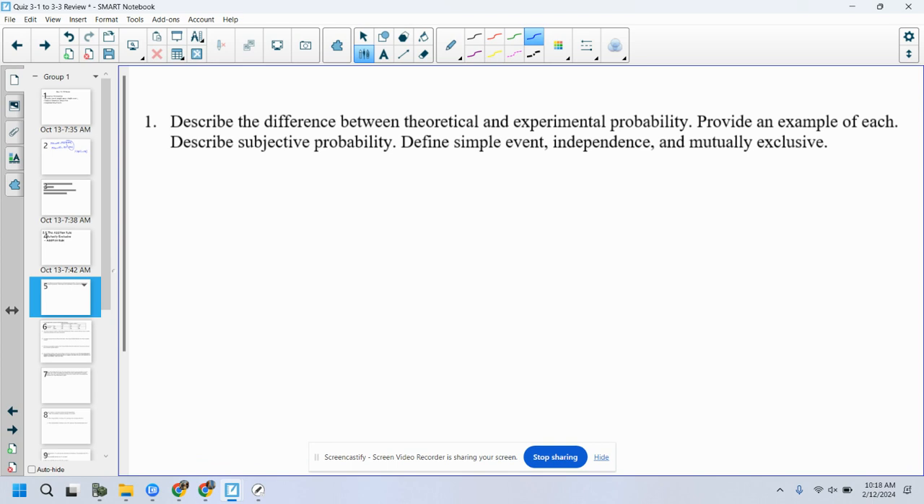All right. Describe the difference between theoretical and experimental probability. Provide an example of each. Describe subjective probability. Define simple event, independence, and mutually exclusive. I'm not going to write all this out. Let's just talk through it.